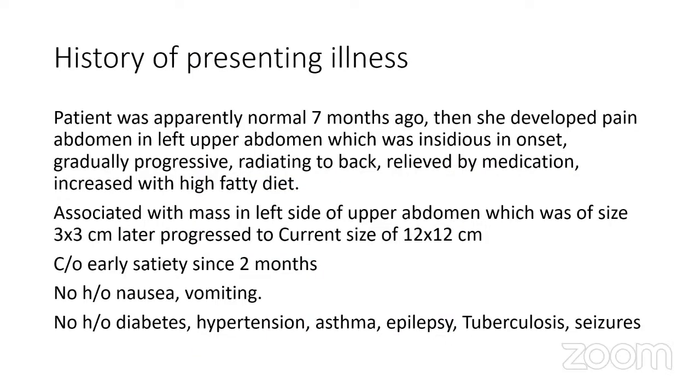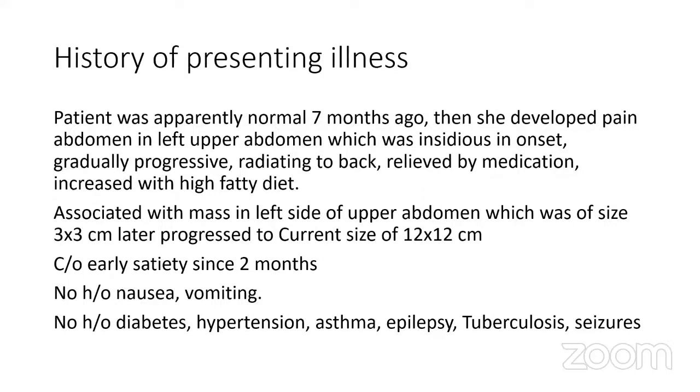This is the clinical picture of the patient. History of presenting illness: patient was apparently normal 7 months ago. Then she developed pain in the left upper abdomen, which was insidious in onset and gradually progressing, radiating to back, relieved by medication, increased with high fatty diet. It was also associated with a mass in left side of upper abdomen, which was of size 3 into 3 centimeter, later progressed to the current size of 12 into 12 centimeter. She also complains of early satiety since 2 months.